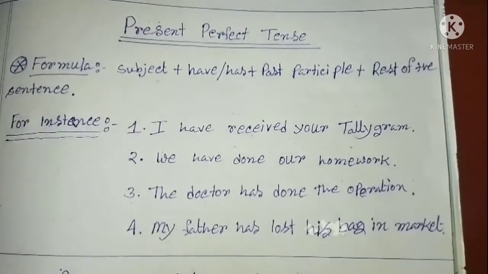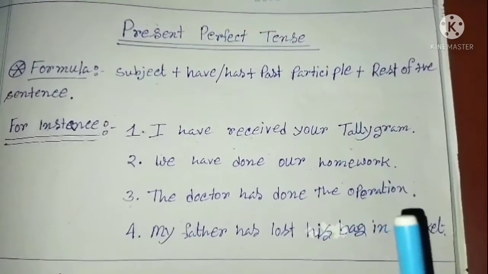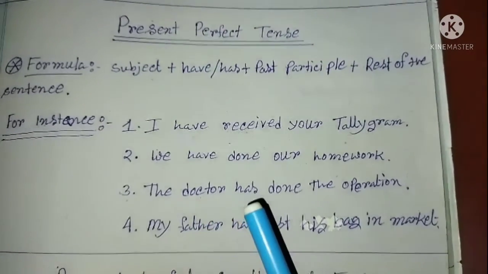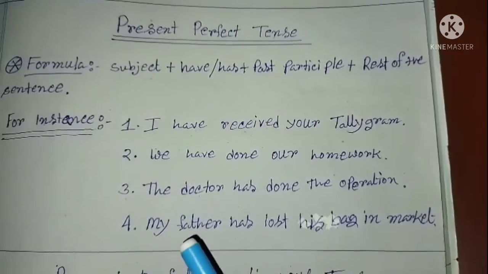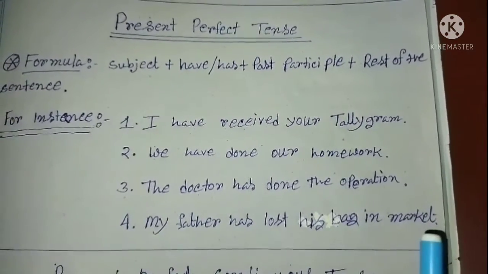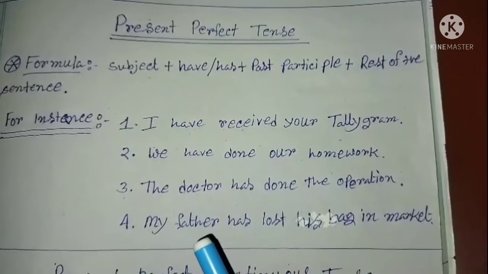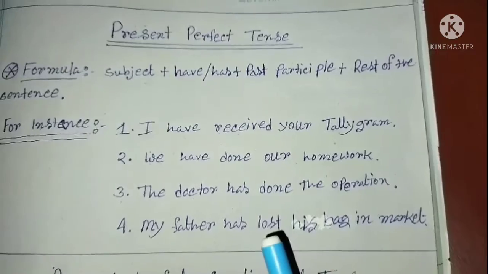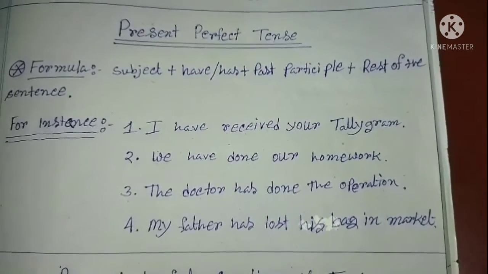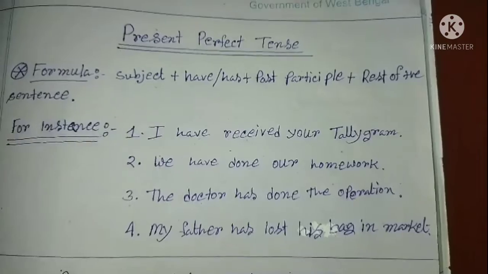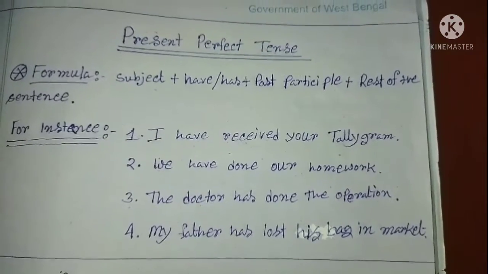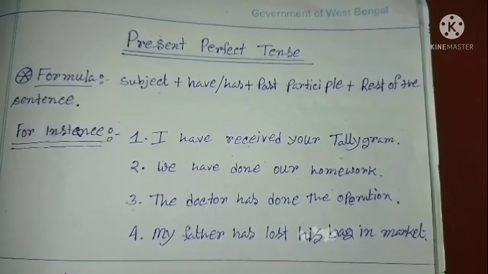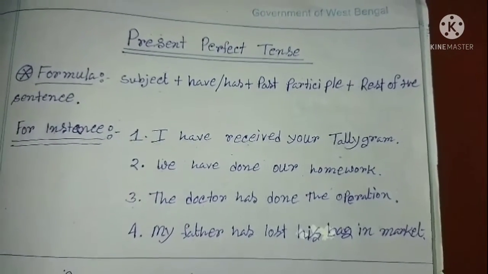And number 3, the doctor has done the operation. Here the doctor is third person singular number. That's why I use has. And number 4, my father has lost his bag in market. Here my father is third person singular number. That's why I use has, and I use the third form, lost. Keep it in mind. It's too essential to understand where I use have and when I use has. Don't forget this. Watch it again and again until you understand.